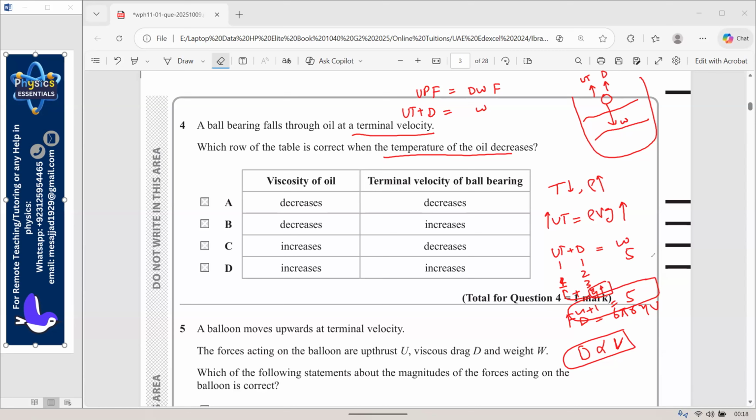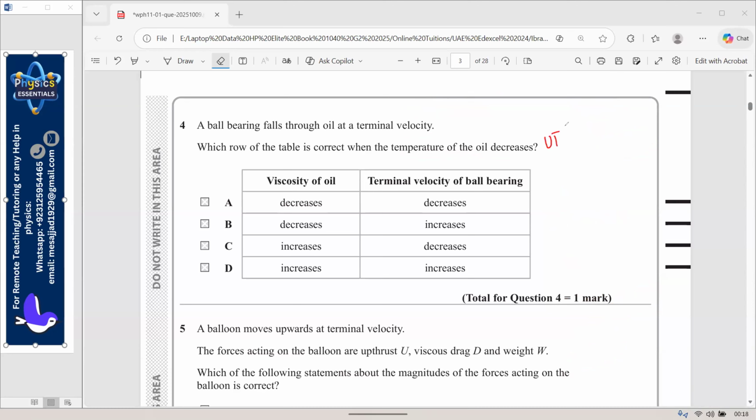So, as long as the forces are not balanced, the body or the ball will keep on accelerating. The ball bearing will keep on accelerating, or the speed will keep on rising. However, for example, if I say that the density is now decreased because the molecules are close to each other, so I'll say that the drag started from 3 directly, for example, and the upthrust is still 1 and the weight is 5.